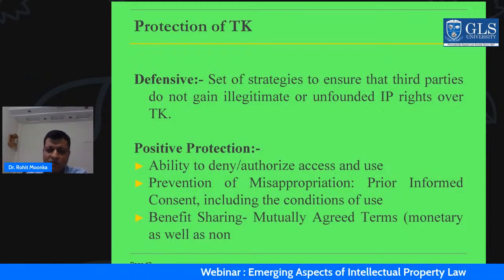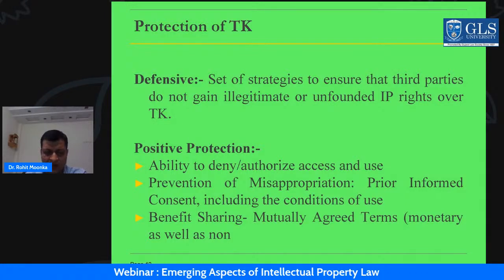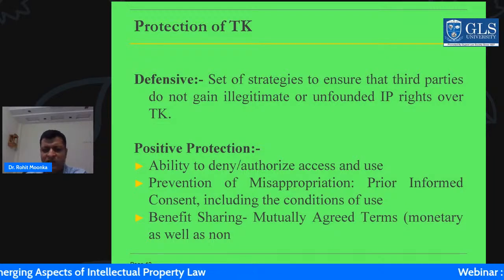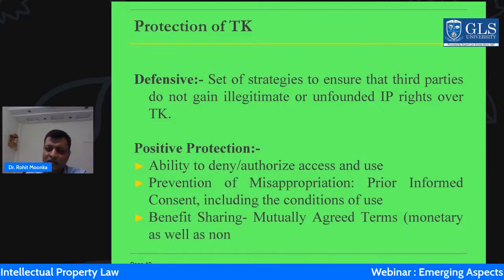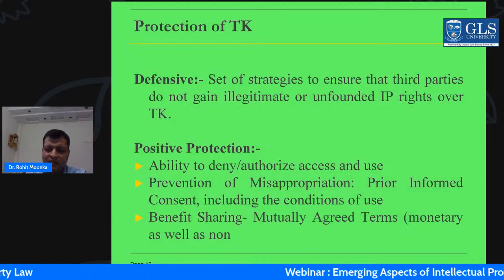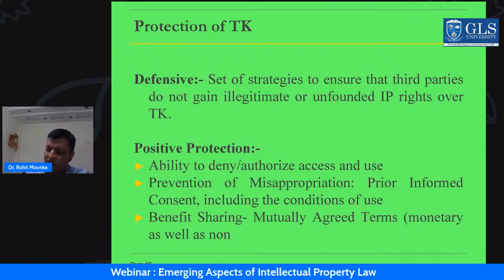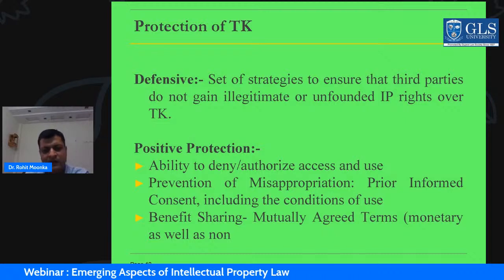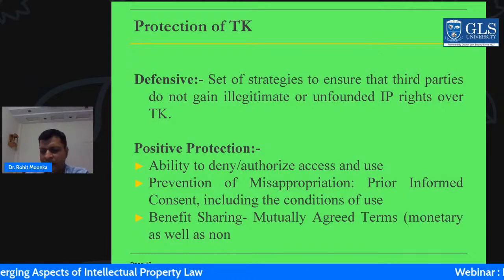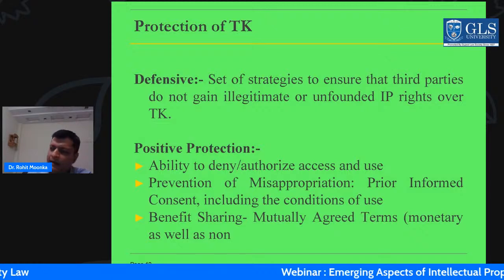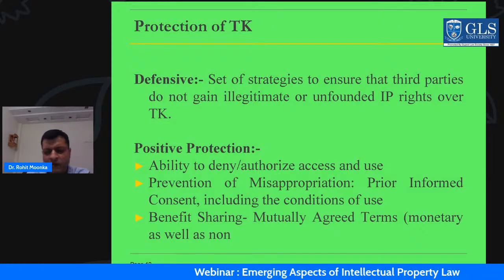Secondly, the prevention of misappropriation. They would be in a position to prevent misappropriation, because they would make a condition of prior informed consent, including the conditions of use. Let's say some scientific community, or any company, or pharmaceutical company, wants to explore certain medicinal plants which are found in, let's say, the Run of Kutch.